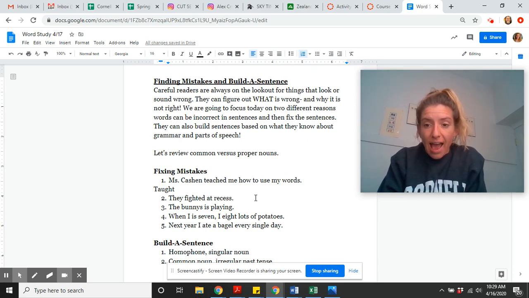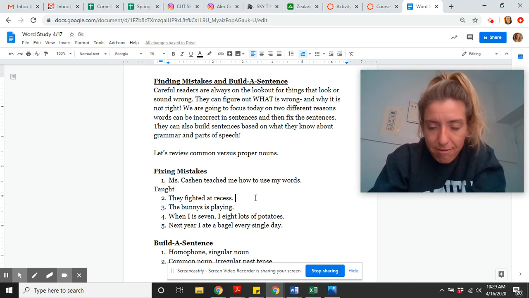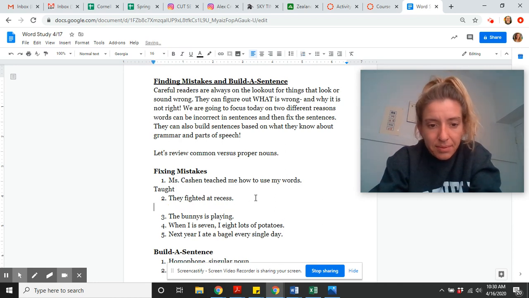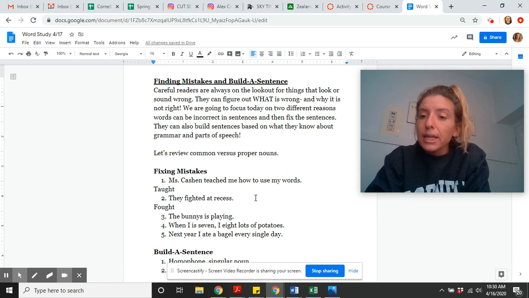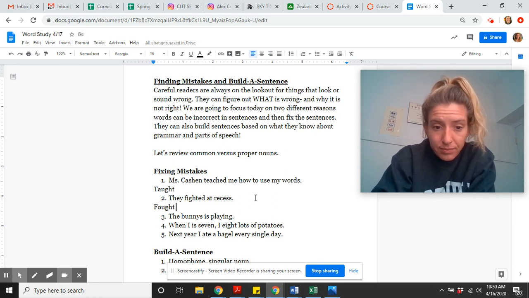All right, number two. They fighted at recess. What would be a better word than fighted? What is the past tense of fight? They fought at recess. Notice how I'm only including the new word I need. When you're fixing sentences, you don't need to rewrite the entire thing. You just need to write the correct word.